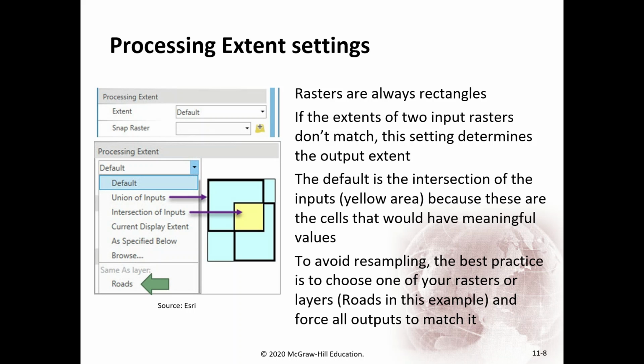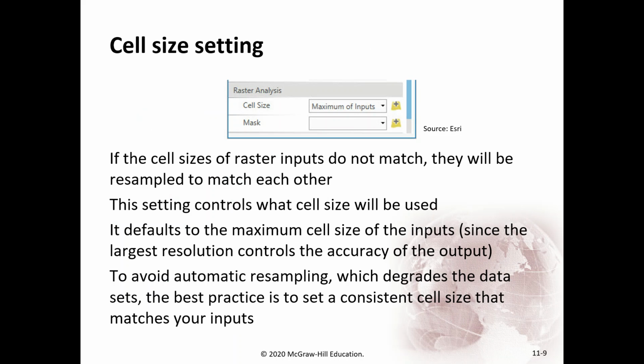So best practice is to choose one of your rasters to be that processing extent and force all outputs to match it, including that snap raster. And so if you set the extent to be a raster and the snap raster to be that same raster, everything will all line up. Here's that cell size setting. If you have two raster inputs that don't match, a 10 meter and a 20 meter raster, the default for most tools is usually maximum of inputs, which means if you combine a 10 meter and a 20 meter raster, you get a 20 meter raster out. So you can go ahead and set a consistent cell size so that works.